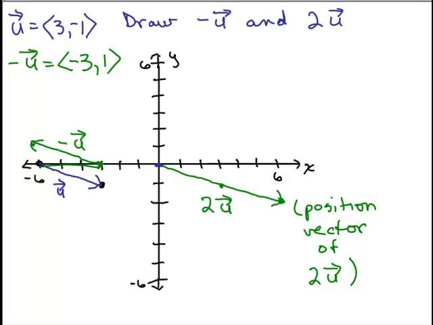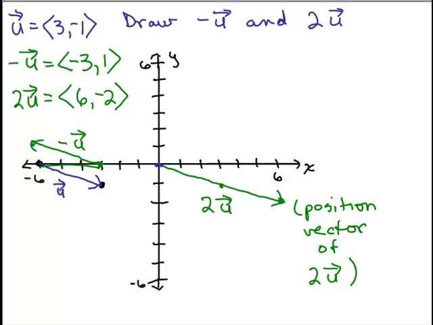Now we want to know what the components of 2u are. All right, so let's see. Here's my starting point. I would go over 6 and down 2. So in component form, 2u ends up being over 6 and down 2. It would be 6, -2.